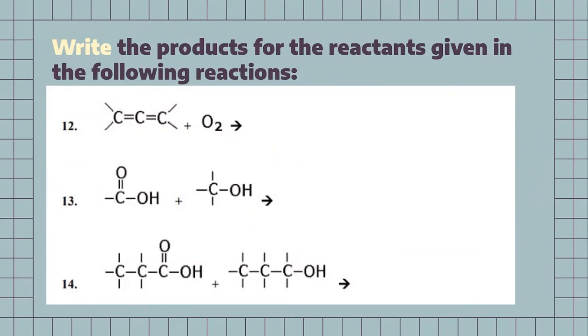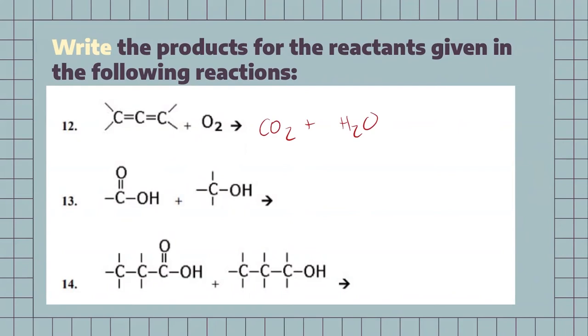For our next one, it might look like it's trying to trick you because of all of the double bonds and our oxygen there, but just remember, it's going to be a hydrocarbon. Anytime you see that hydrocarbon and oxygen, it's a combustion reaction. So we know that our products are going to have to be carbon dioxide and water. And you can, again, balance this one on your own.